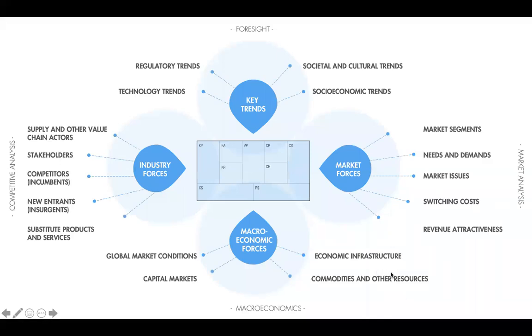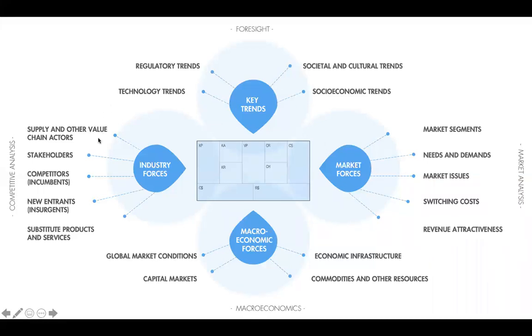So as I mentioned just now, in terms of market forces, you're looking at what are your market segments, what are the needs and demands of the market, what are the issues facing the market, are there switching costs for the market, and is it attractive to be in this market, right? Basically, you want to go into a market where there's money to be made, right? Constantly, repeatably, and scalably, right?